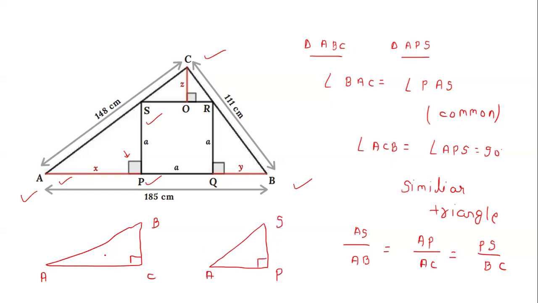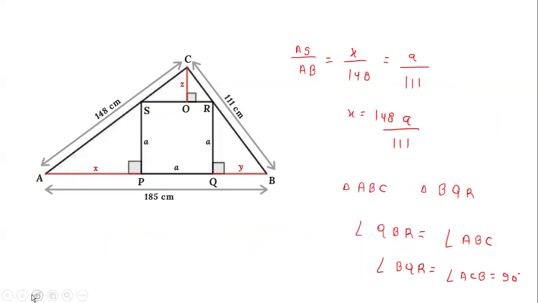Now you can see that this angle is 90 degree, which is common in both of them, and this angle A is common in both the triangles. If two angles are equal, then the third angle is also equal, and these two are similar triangles. If the triangles are similar, then the ratio of the sides are equal. So we can apply that property and write: AS divided by AB is equal to AP divided by AC is equal to PS divided by BC.